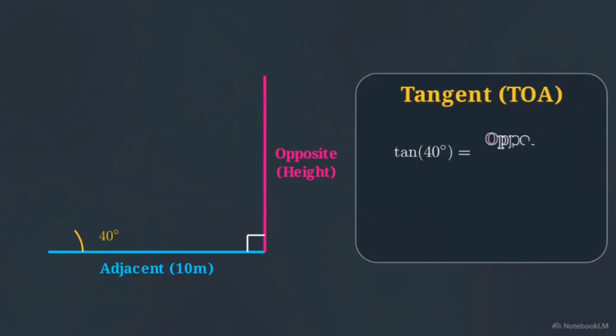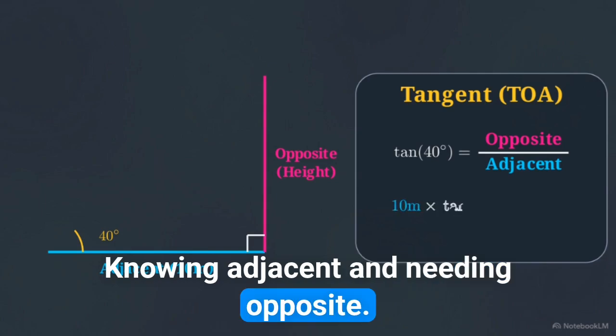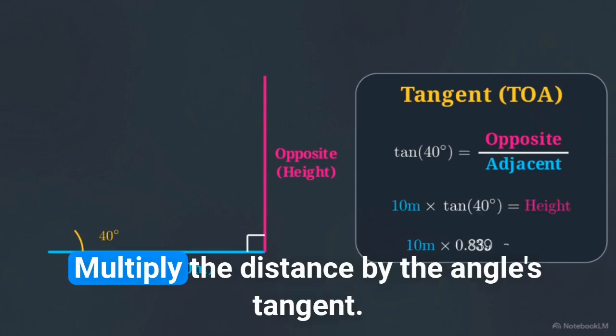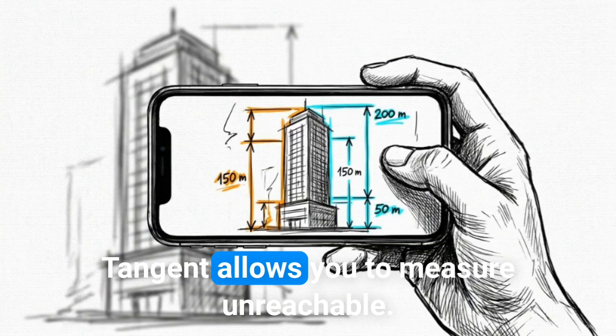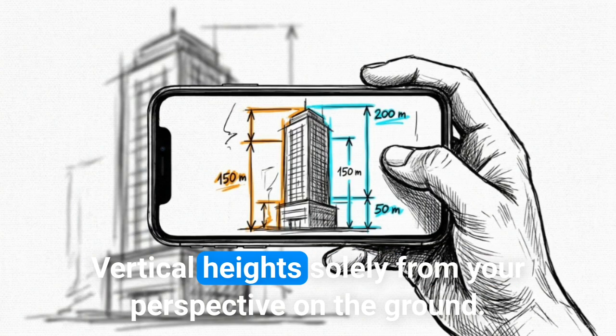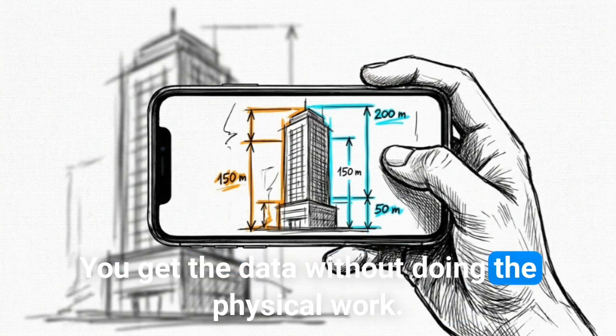It's unneeded. Knowing adjacent and needing opposite, you use tangent. Multiply the distance by the angle's tangent to reveal the height. Tangent allows you to measure unreachable vertical heights solely from your perspective on the ground. You get the data without doing the physical work.